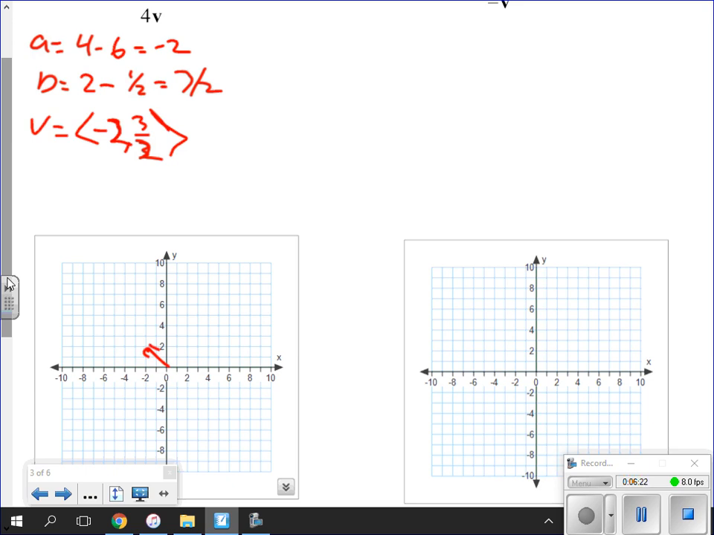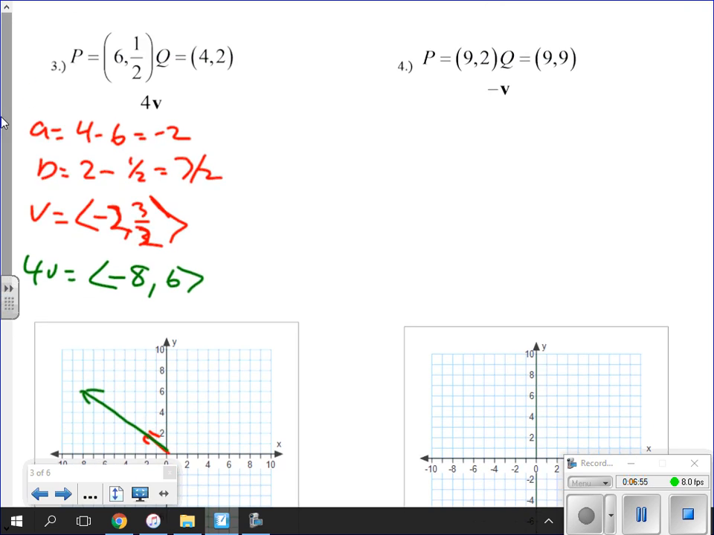And then I want to do 4v. So 4v is 4 times those points. So I get negative 8 and 6. So I'm going in the same direction because I multiplied it times a positive number. So I go to negative 8 and up to 6. And there we go with that.